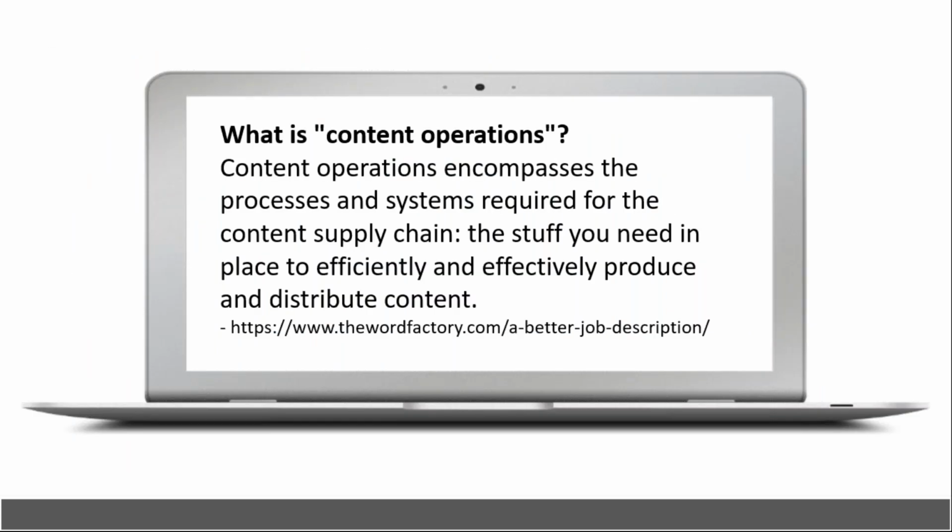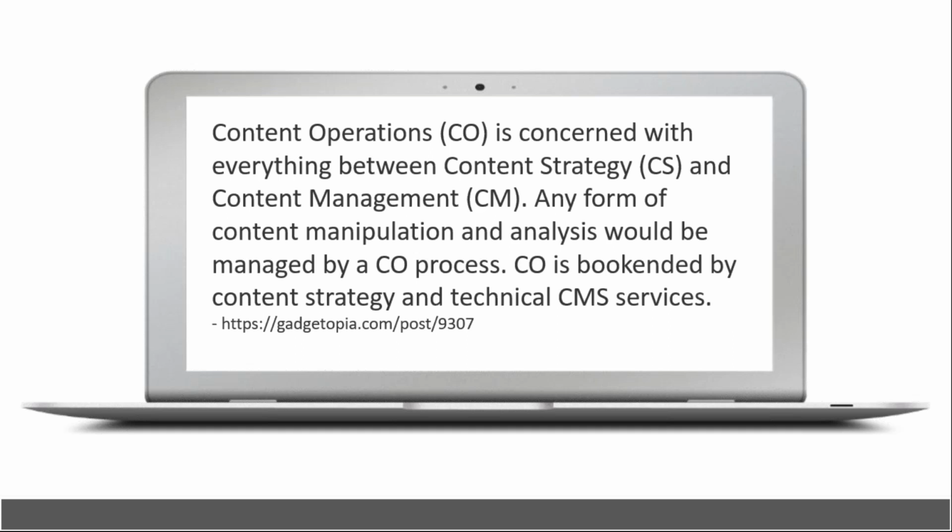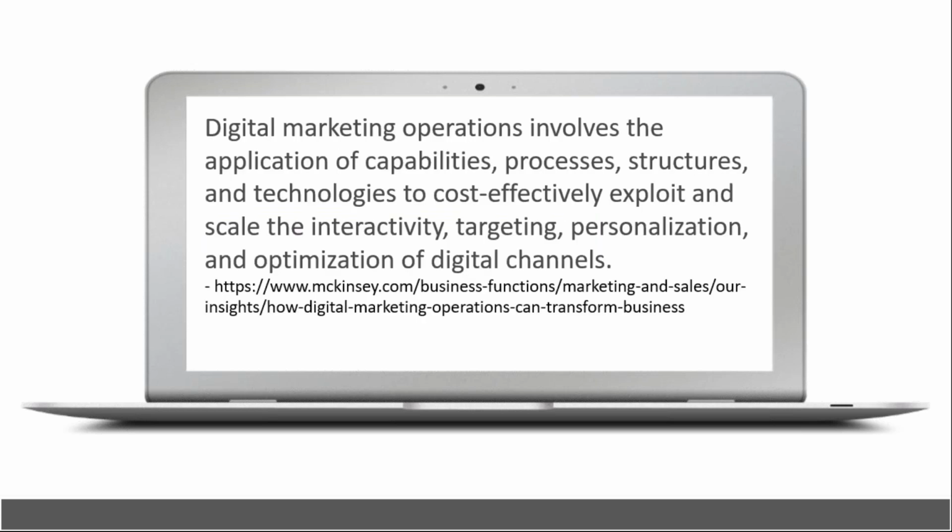The word factory says content ops is about processes and systems so that you can efficiently and effectively produce and distribute content. I see some similarities there. Processes and systems, efficiency and effectiveness. Marketing interactions talk more about marketing functions and content marketing, but again, it's about consistent quality at scale, improvement, effectiveness. And Gadgetopia talks about content operations. And again, content manipulation and analysis would be managed by a content operations process. So you see that this comes up again and again: processes, structures, scaling, optimization, and technology.